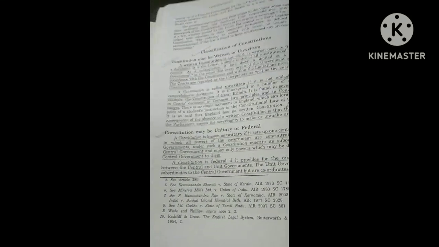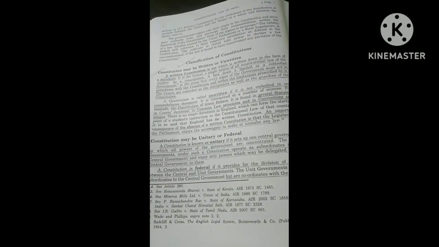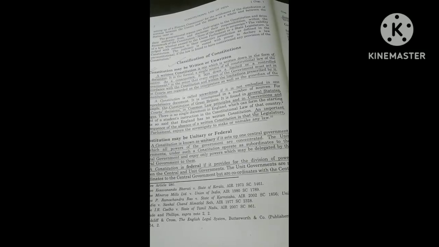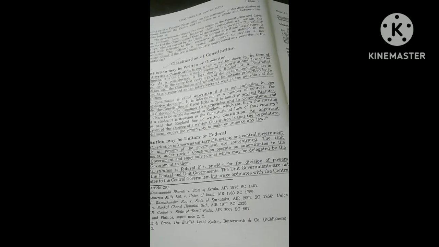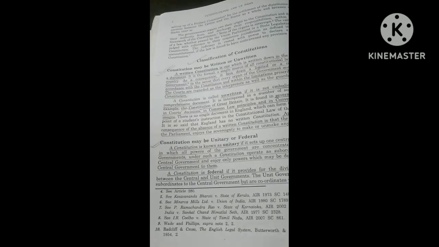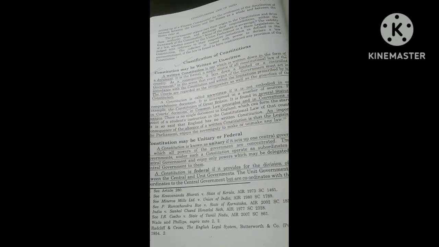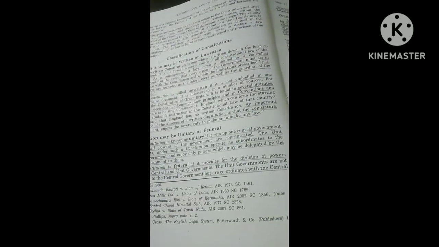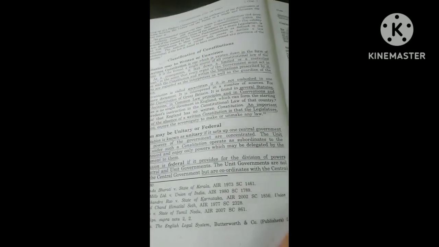Then coming to the second part, number two, constitution may be unitary or federal. What is a unitary form of constitution? It has only one set of government, and it is the central government. It is with the central government in which all powers of the government are concentrated. The unit governments under such a constitution operate as subordinates to the central government. And the second type, a constitution can be federal if it provides for the division of powers between the central government and the state government, that is unit governments.